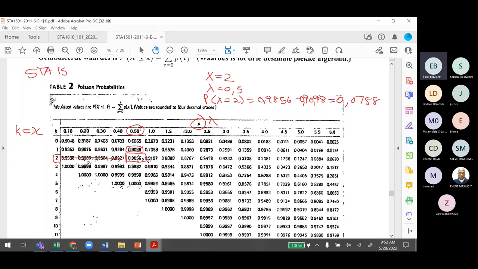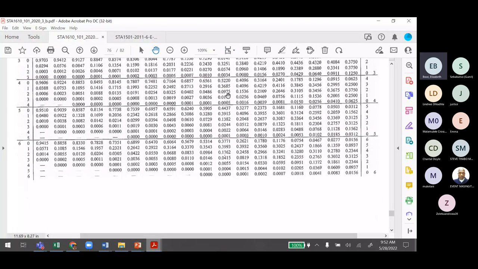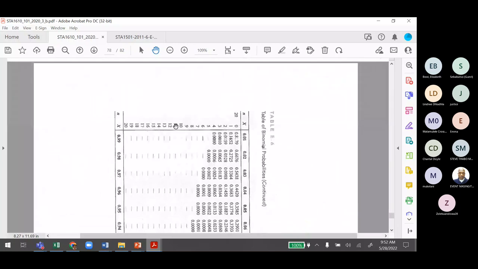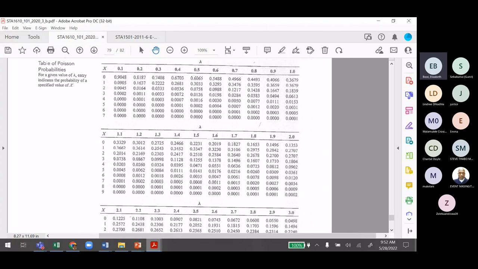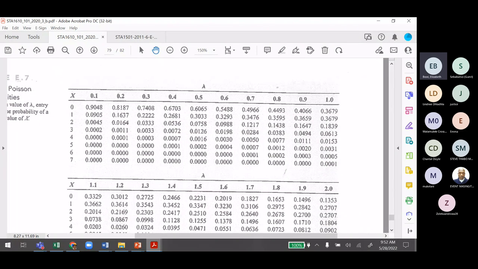STA 1501, those who are doing discrete probability, and 1510, 1610, also the same: we go to our Poisson table. Look for Poisson, and this is our Poisson table. Like I said, it is broken down into lambda values. So we're looking for the probability of X is equal to 2, where lambda is equal to 0.5. We come here, we look for 0.5, X of 2, and where they both meet, that is the probability. Easy.